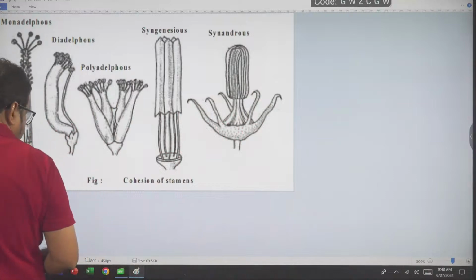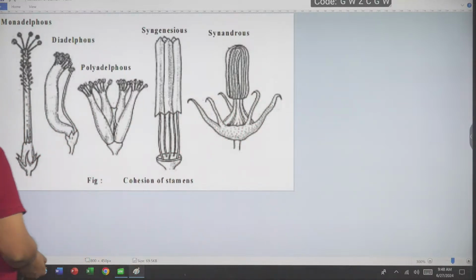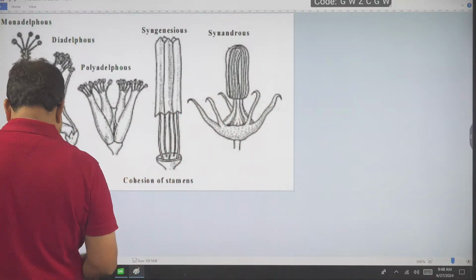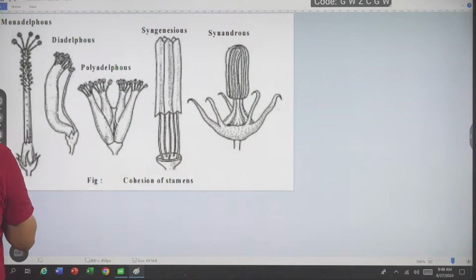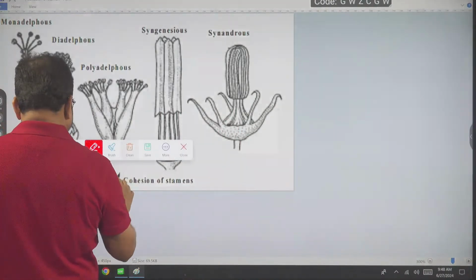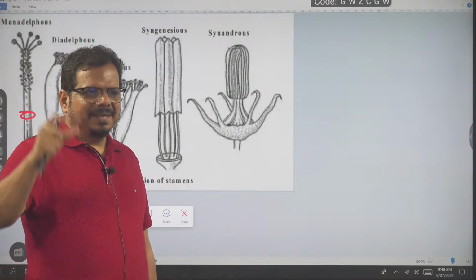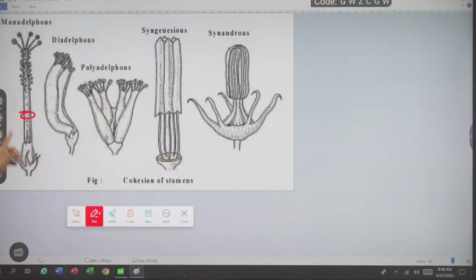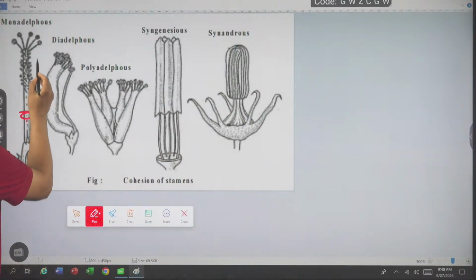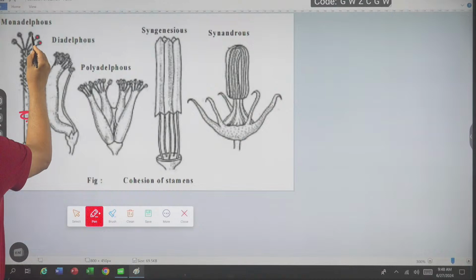Look here. These are about the diagram associated with cohesion of stamen. Look at this diagram. How many bundles of filament are there? Only one thick bundle of filament is there in this diagram. Agree or not? And look here, all anthers are free.